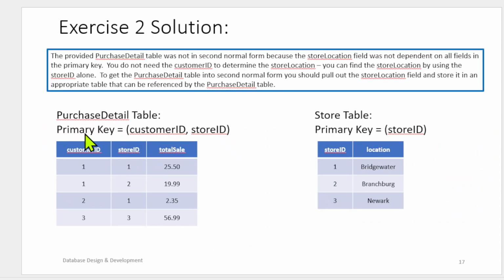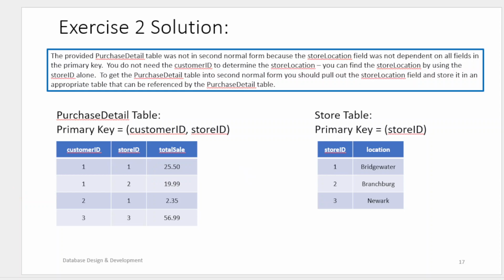We could leave the purchase table here with the dual primary key, customer ID and store ID, and total sales. And we bring over here a table with a primary key, store ID, and the location, Bridgewater. Notice you can have a primary key that is also a foreign key. The store ID here is part of the primary key, but it's also a foreign key to the primary key of this table. So this brings us into second normal form.